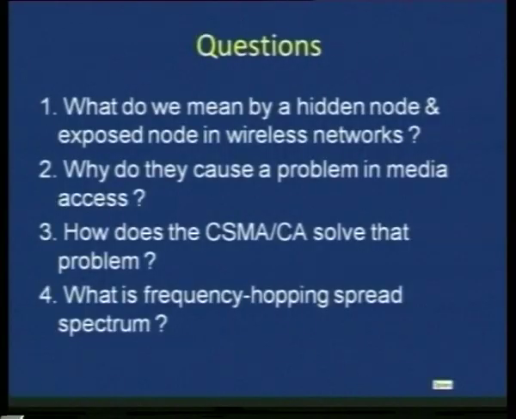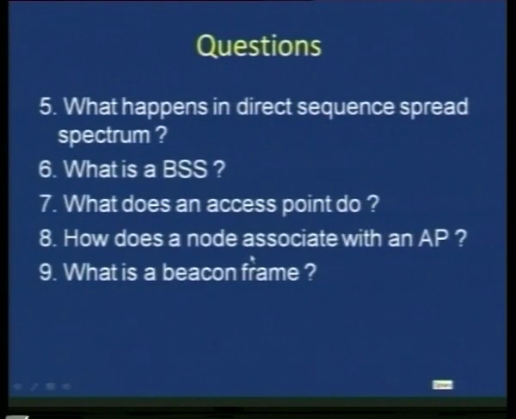What do we mean by a hidden node and exposed node in a wireless network? Question number 2, why do they cause a problem in media access? Question number 3, how does CSMA/CA solve that problem? Question number 4, what is frequency hopping spread spectrum? Question number 5, what happens in direct sequence spread spectrum? 6, what is a BSS? 7, what does an access point do? 8, how does a node associate with an AP? 9, what is a beacon frame?